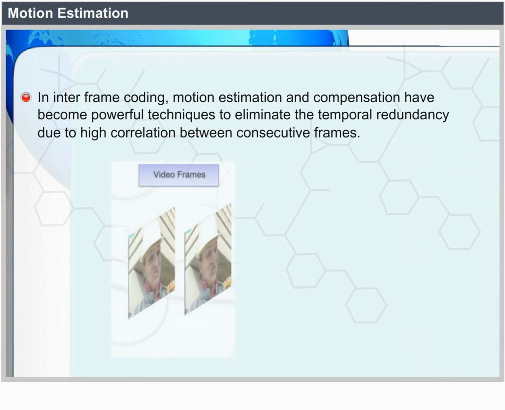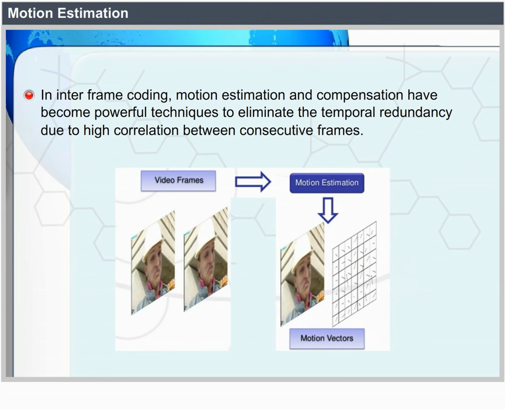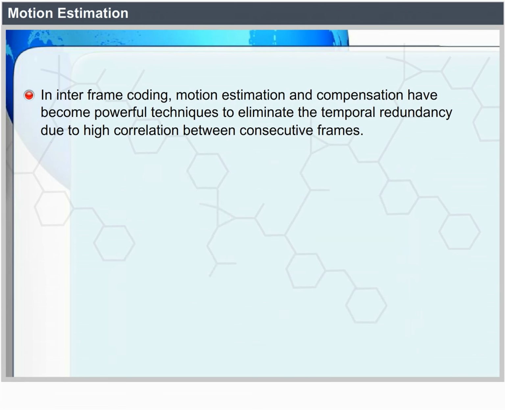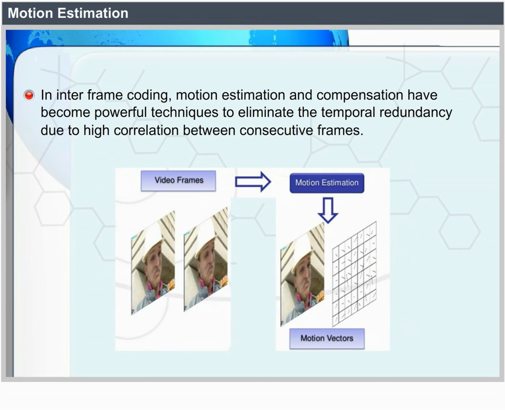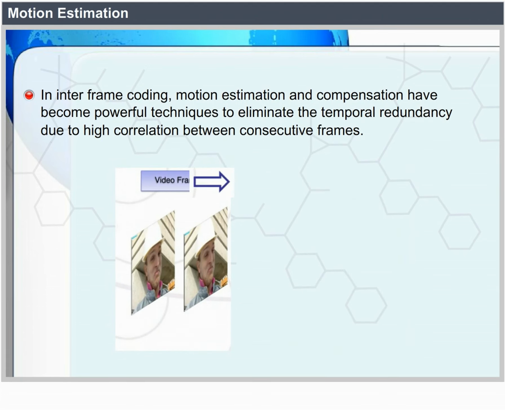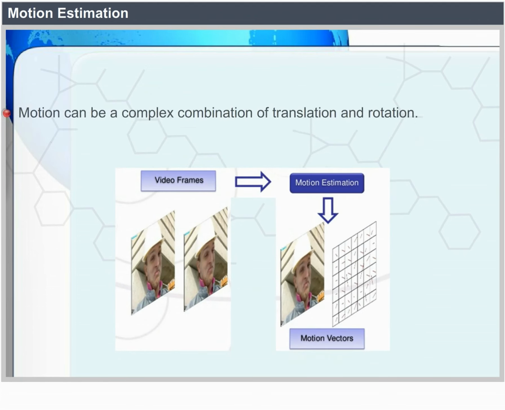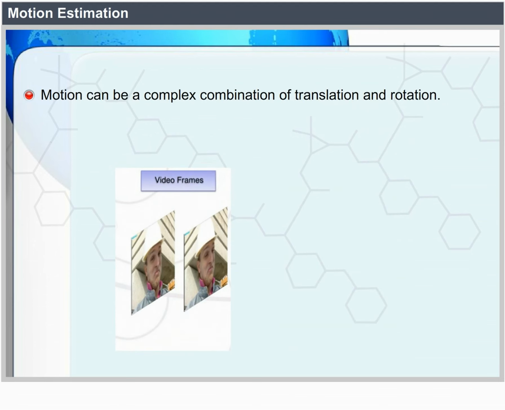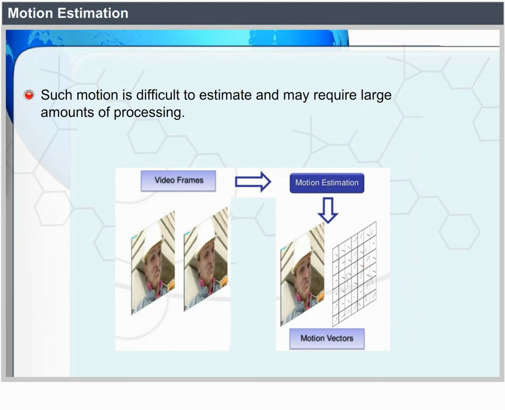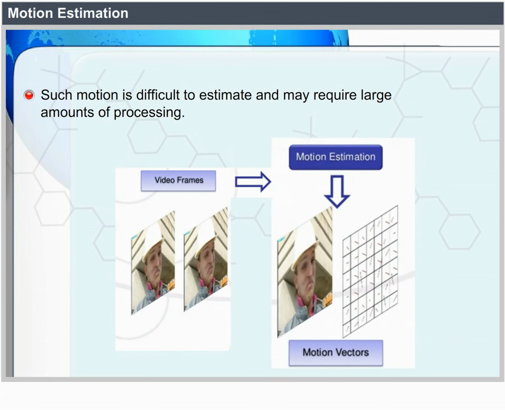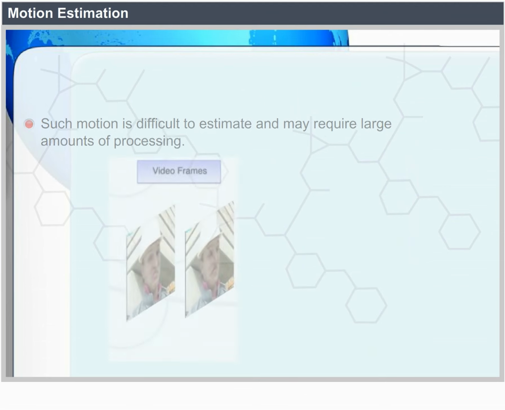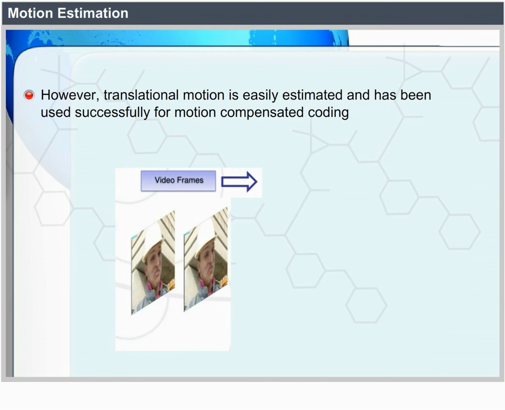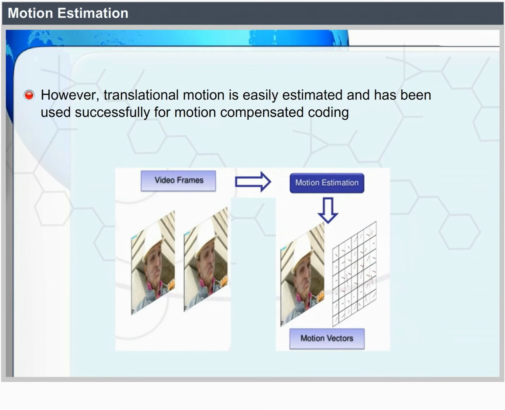In interframe coding, motion estimation and compensation have become powerful techniques to eliminate the temporal redundancy due to high correlation between consecutive frames. Motion can be a complex combination of translation and rotation. Such motion is difficult to estimate and may require large amounts of processing. However, translational motion is easily estimated and has been used successfully for motion compensated coding.